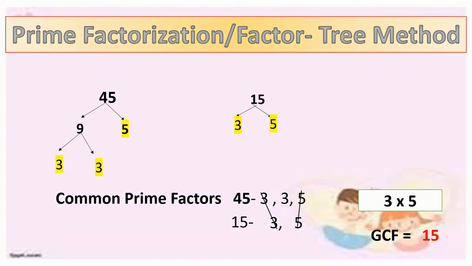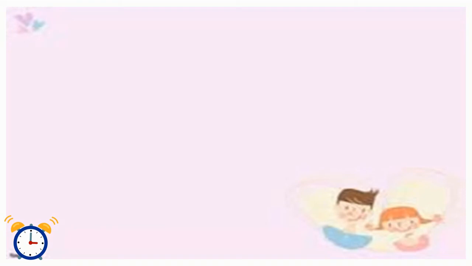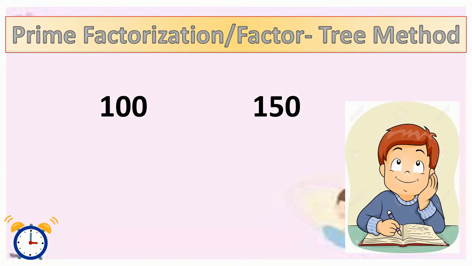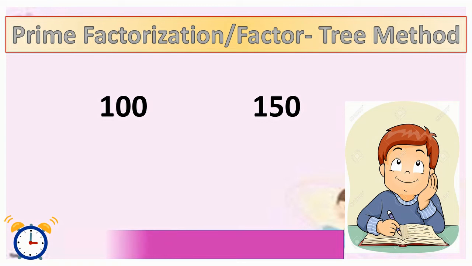Okay? Let's have another one. Another prime factorization. We have 100 and 150. Get ready, kids, with your paper and pencil. Let's start. Okay, stop. So what is our GCF for 100 and 150?